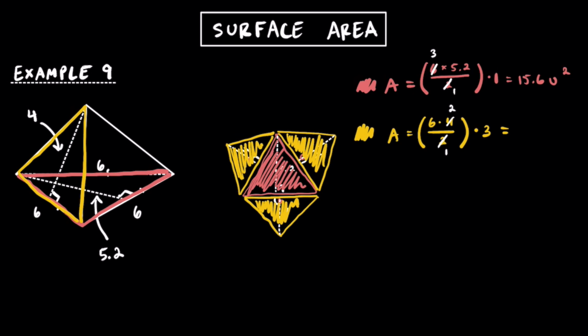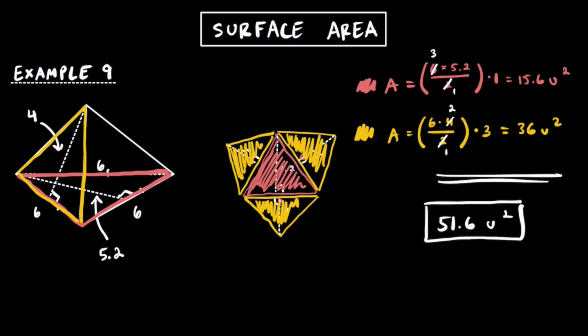6 times 2 is 12. 12 times 3, that's going to be 36. So I'll go ahead and write 36 square units. And then we can just kind of go from there. 15.6 plus the 36. That total surface area should be 51.6 units squared. Cool. That would be the surface area of this triangle.